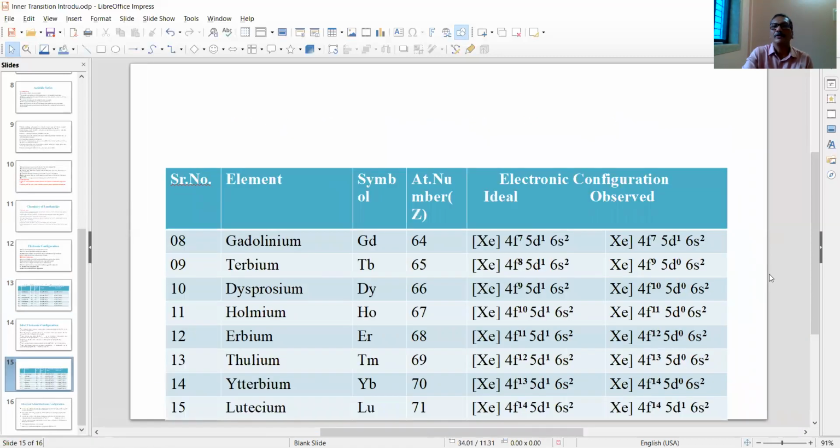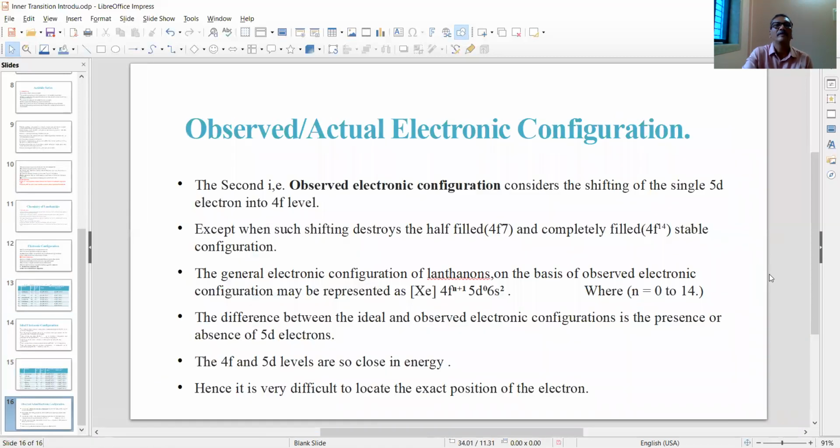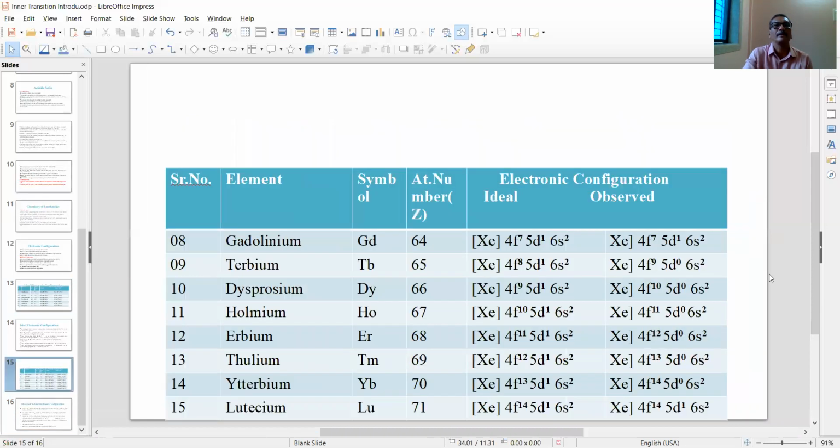The same fact continues in the case of gadolinium. In gadolinium, the electron does not transfer from 5d to the f orbital because the subshell is already half filled, giving extra stability. In the same manner, lutetium has no change because the subshell is already completely filled with the maximum capacity of 14 electrons. So this is the electron configuration of the lanthanides.